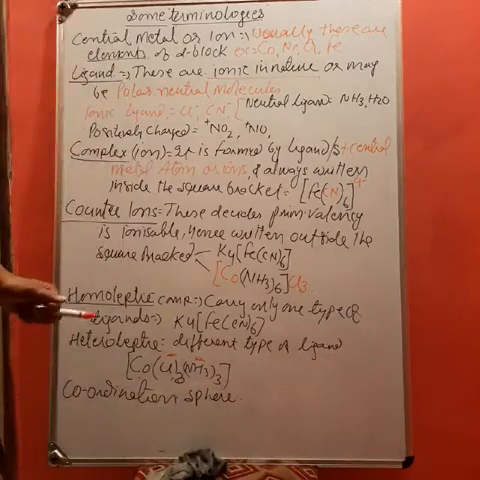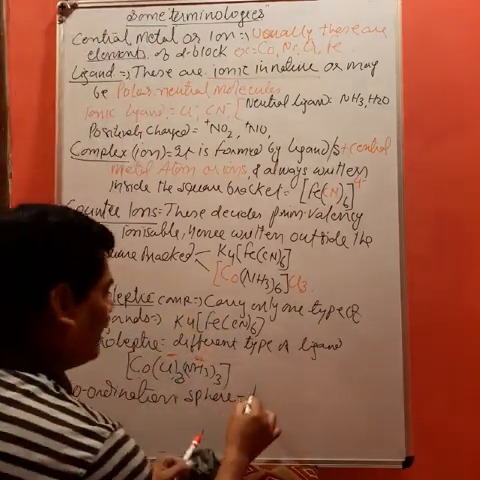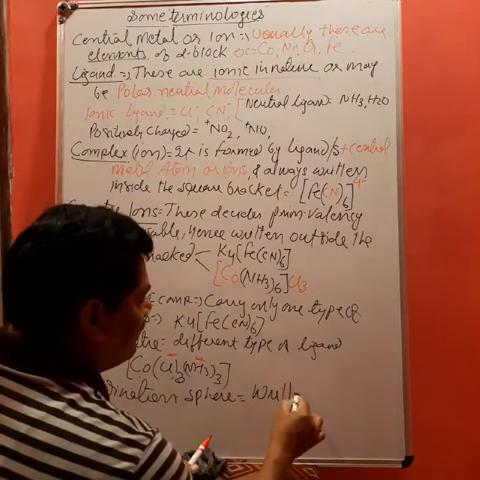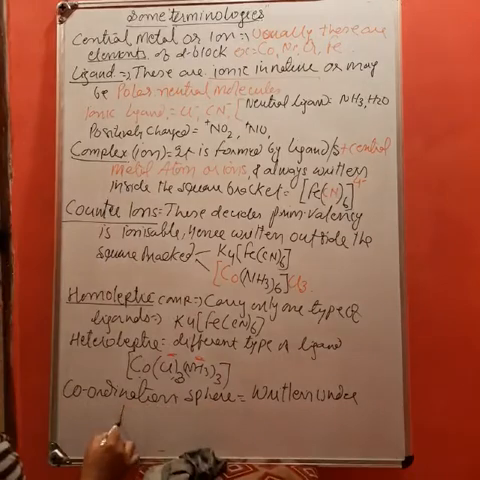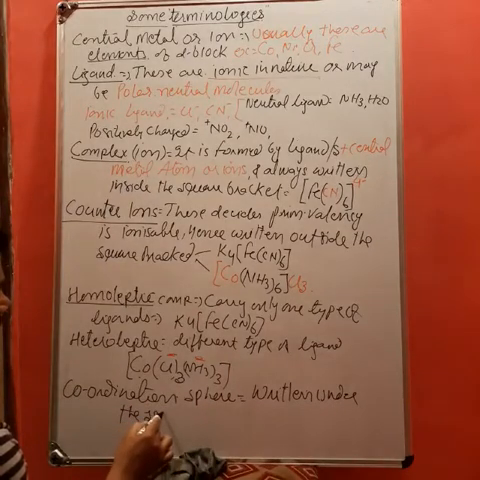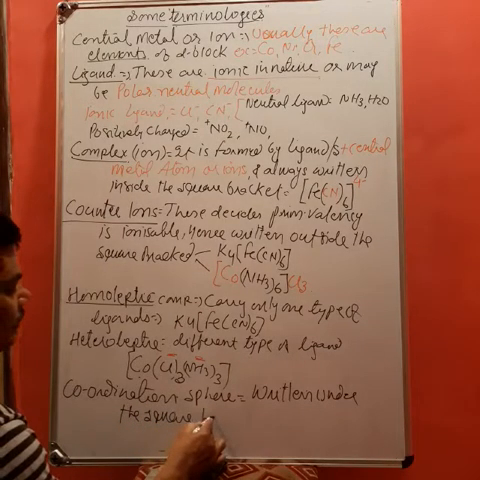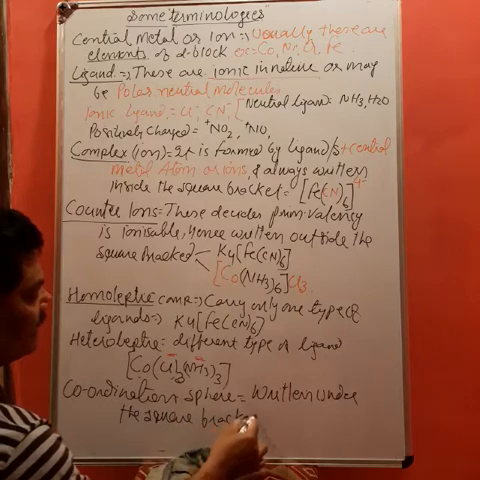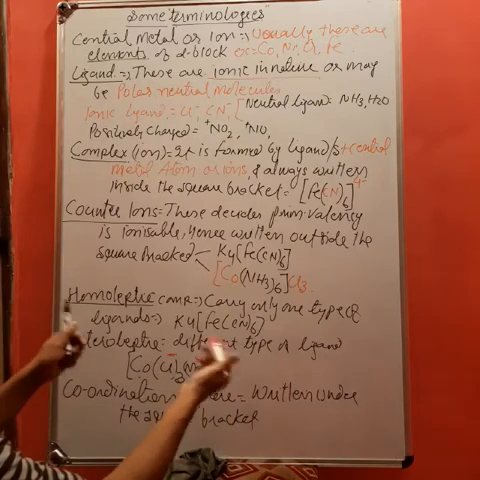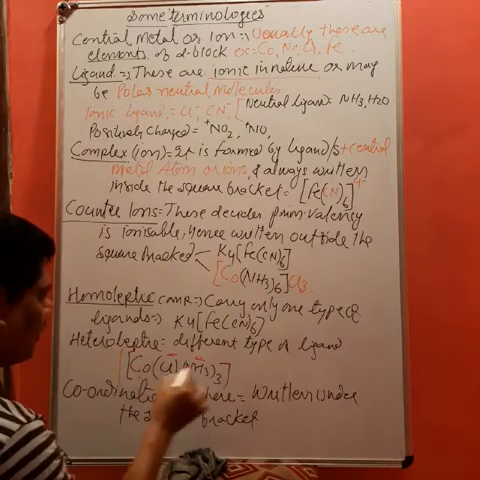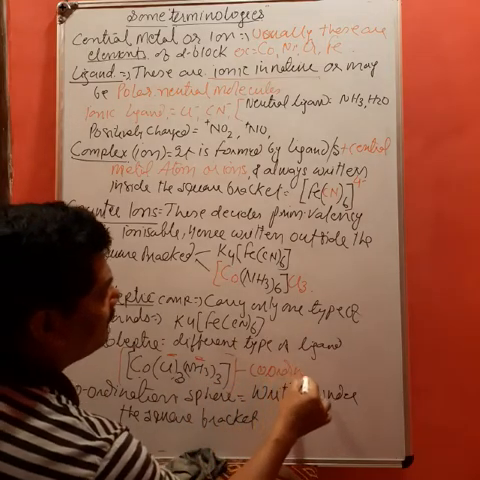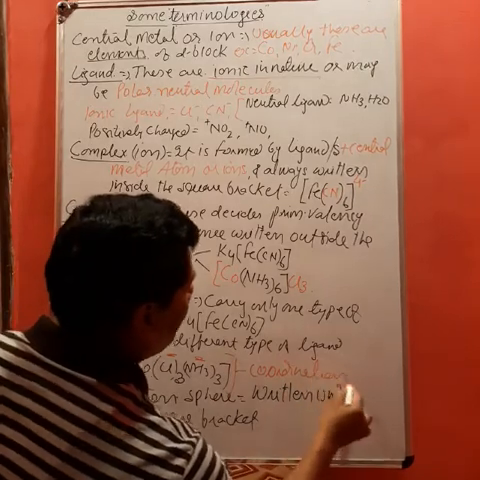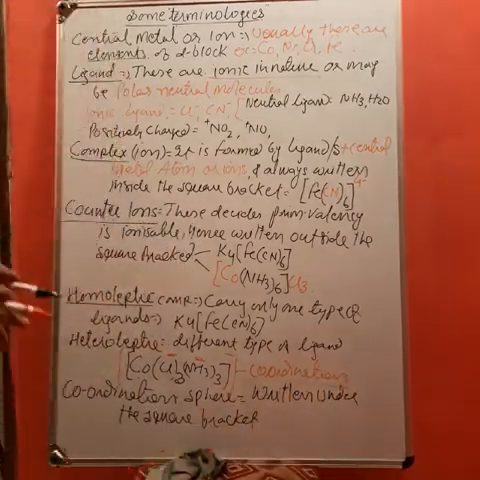Coordination sphere: these are written under the square bracket. Like I can take the example of the whole bracketed part of this compound. This is called what? Coordination sphere. That is, the central metal atom and all ligands are written under the coordination sphere.